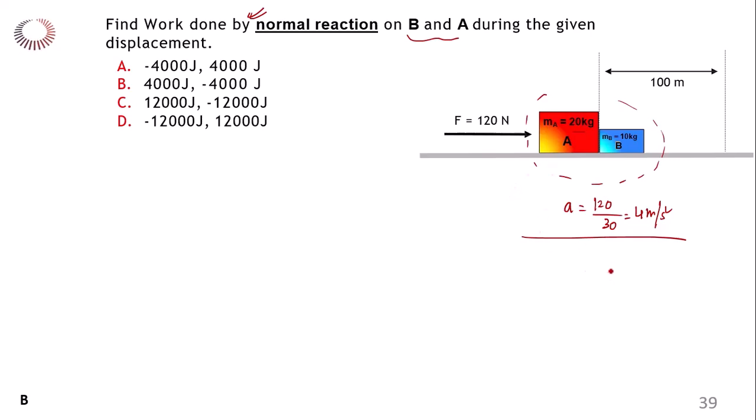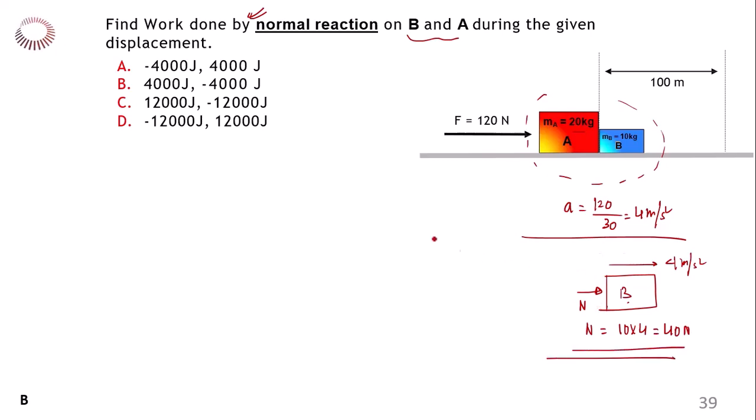Now take simply B. On B the acceleration is 4 meter per second square. So who is giving the acceleration? That is the normal force N. N should be equal to the mass of B, 10 kg, into 4, that is 40 Newton. So 40 Newton is the normal force acting between A and B. On A, the normal is in this direction, but on B, the normal is in the right-hand direction.